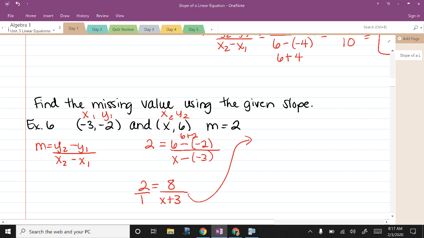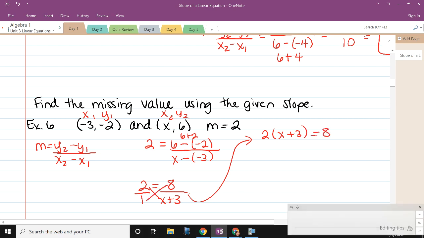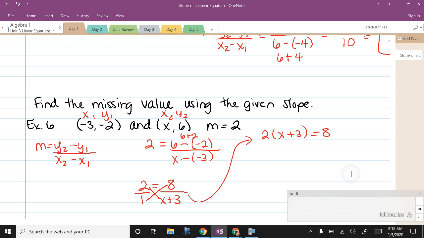Cross multiply. Now, what did I tell you to do if you had a plus or a minus with your variable? Do y'all remember? I told you to set it up like what? Distributive property. So 2 parentheses x plus 3 equals 1 times 8, which is 8. And then we just solve the equation.